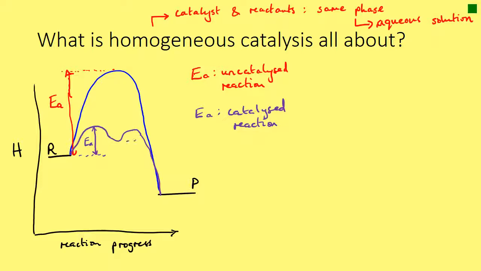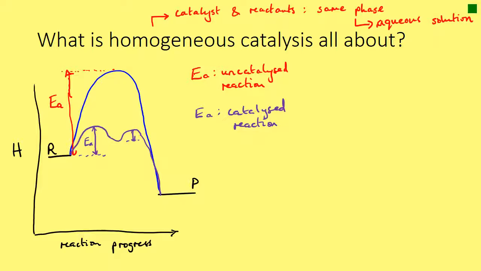And also this little energy here would be the activation energy for our second step, but that's usually smaller than the activation energy for the first step. So we label the larger activation energy as the activation energy of our catalyzed reaction.